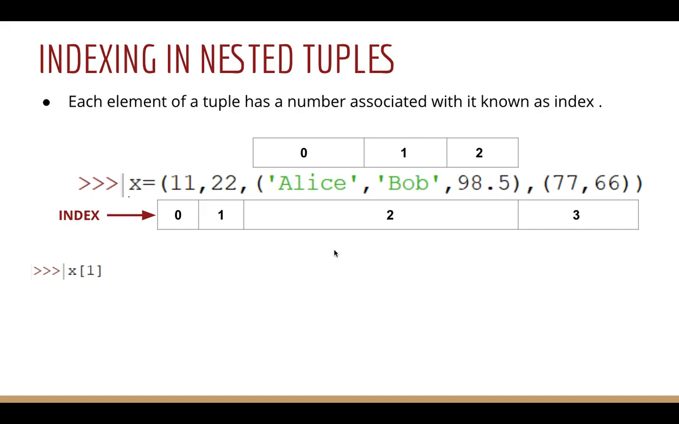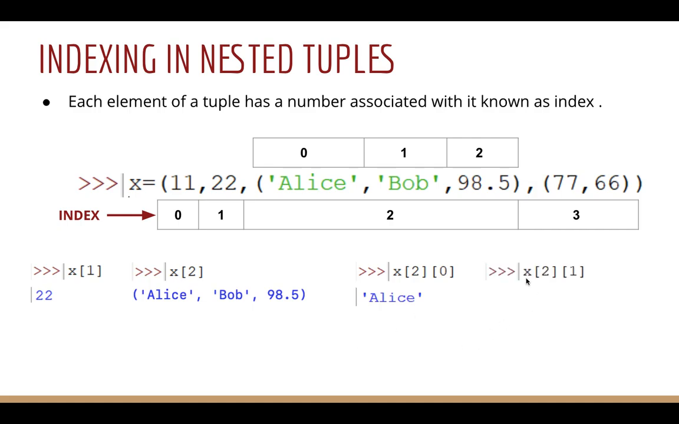Alright, so let's see. If I type in x[1], I'll get 22. If I type in x[2], I'll get ('Elise', 'Bob', 98.5). Now if I want to access Elise, what will be the index? If I trace it manually, it would be [2][0]. So if I type in x[2][0], then I will be getting Elise. You should all practice it as a hands-on session. While you are watching this video, you should also do these things and verify for yourself. So x[2][1] will mean what? x[2][1] is referring to Bob. So as you will see here as you press the enter key.